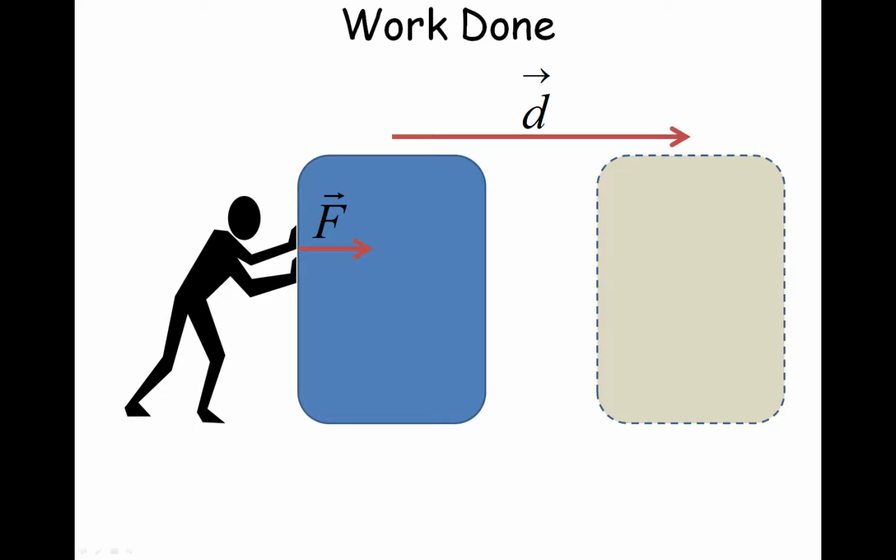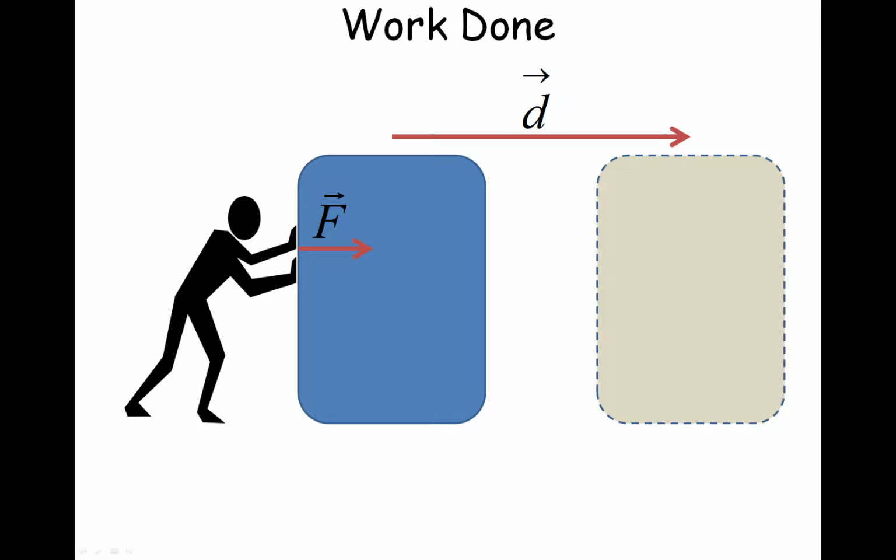Now you may notice that the F and the d both have arrows above them. I've added these to indicate that they are vector quantities. Now what that means is that their magnitude and direction is important. So it's important that the force and the distance moved are in the same direction as one another. If they are not, we cannot use that information to calculate the work done.